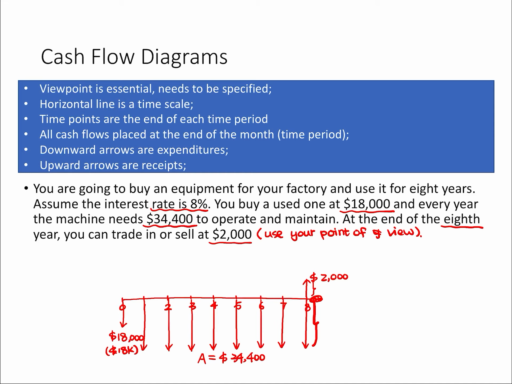Okay. And another thing is you want to label the interest rate. In our case, it is 8%. If you write it like that in the middle of the timeline, that means this interest rate stays the same. We have seen some cases where the interest rate could change over time. In that case, you're going to write those interest rates right on each period. Okay?